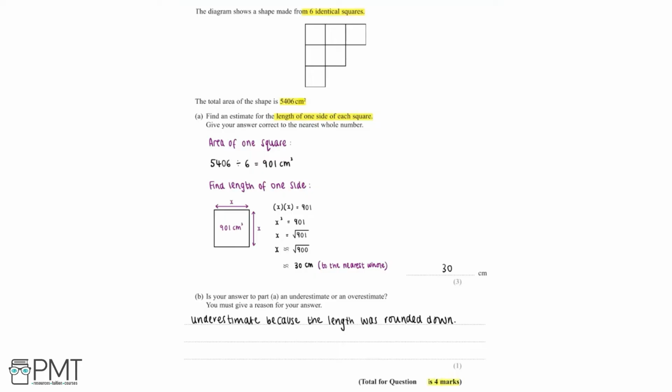Now this question is worth 4 marks. We get the first mark for finding that the area of one square is equal to 901 centimeters squared. We get the second mark for finding that x is equal to the square root of 901, which is approximately equal to the square root of 900. We get the third mark for using the fact that x is approximately equal to the square root of 900 in order to find that the estimate for the length of one side of each square is equal to 30 centimeters. And we get the fourth mark for correctly identifying that our answer to part A is an underestimate because the length was rounded down, allowing us to get the full 4 marks needed in this question.